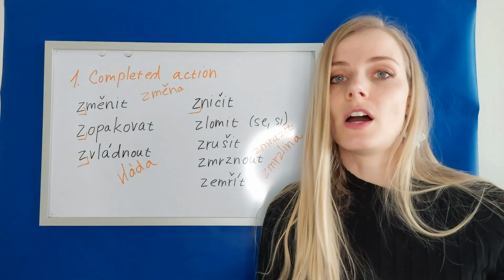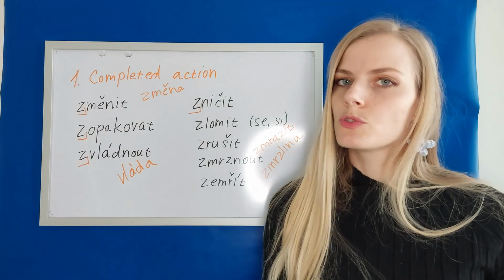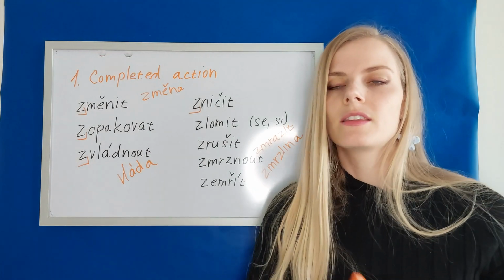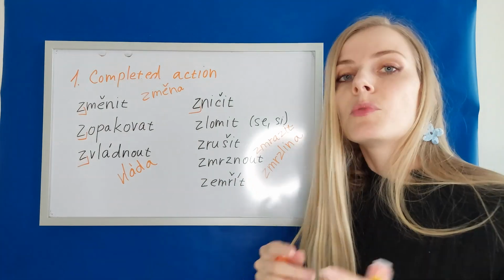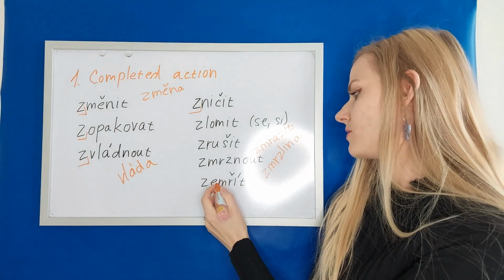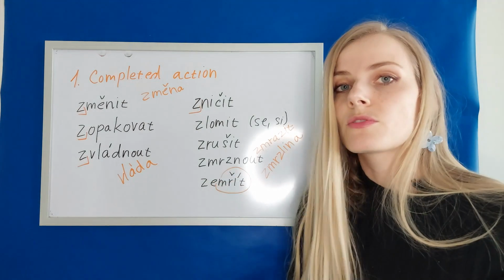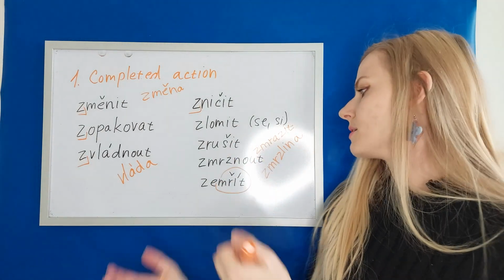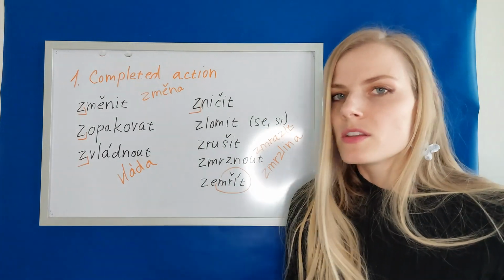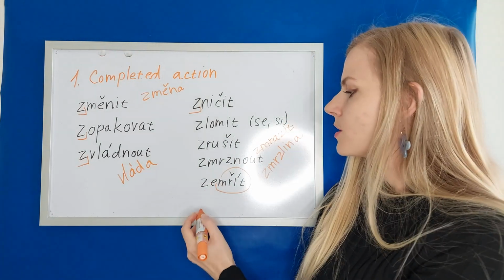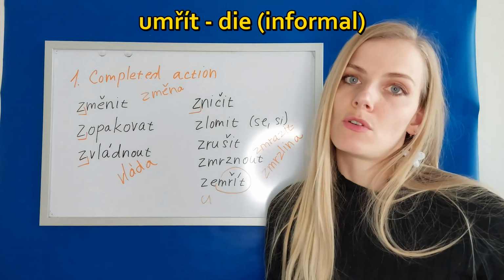Zemřít is to die. And also, I told you the verb umřít. And they're both the same. Zemřít, umřít, they mean die. They both come from an old Czech verb mřít, which is not used anymore, which was the imperfective verb to die, mřít. Nobody uses it anymore. If you say umřít, it's more informal.